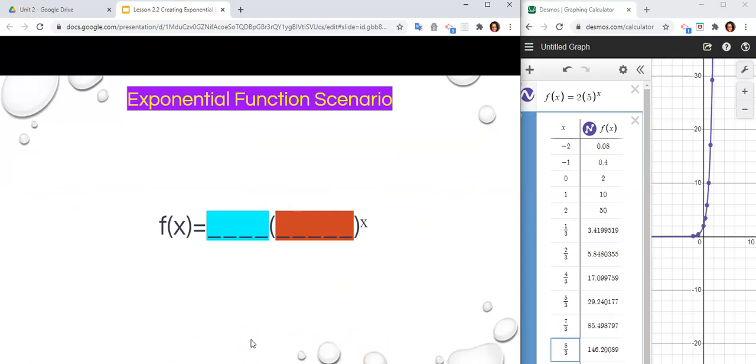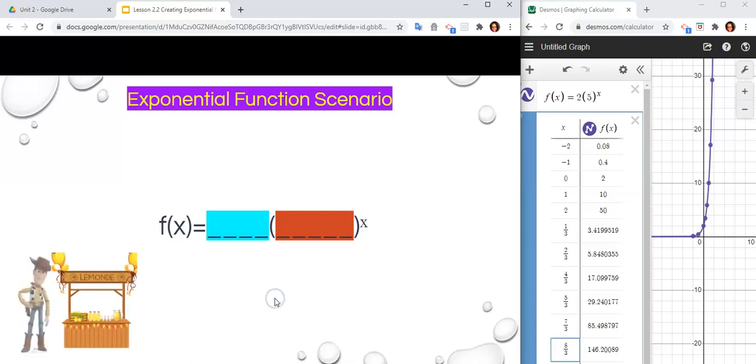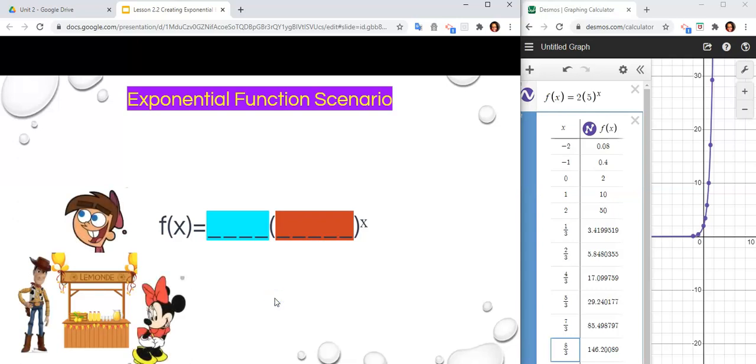Okay, so exponential equations. Let's look at a little scenario here. All right, so we've got a lemonade stand. And guess who's working this lemonade stand? Well, you have Woody. You guys remember Woody? We have Timmy Turner, and we also have Minnie Mouse. They collaborated together, and they wanted to run this lemonade stand over the summer to try to make a little extra money.